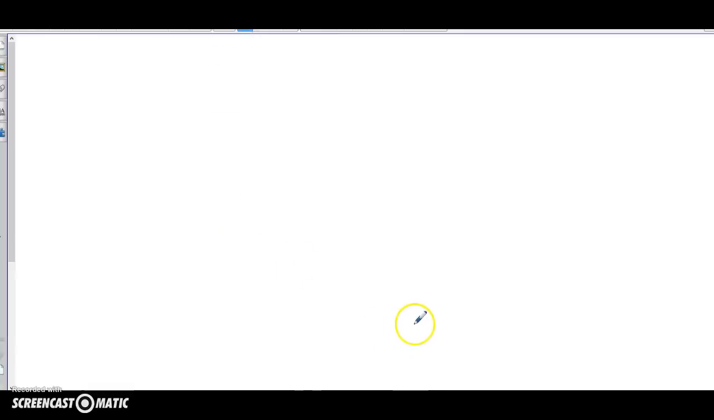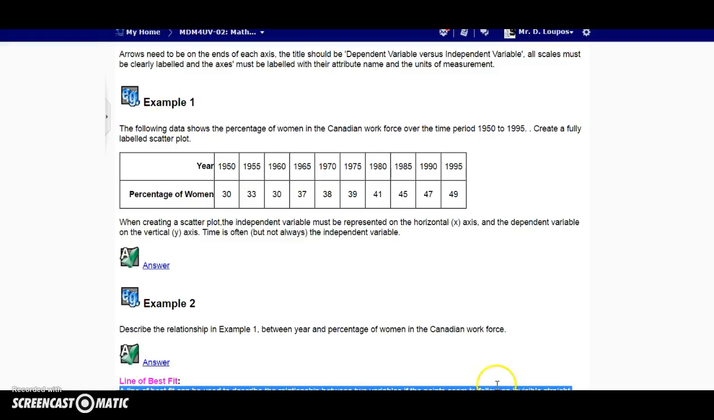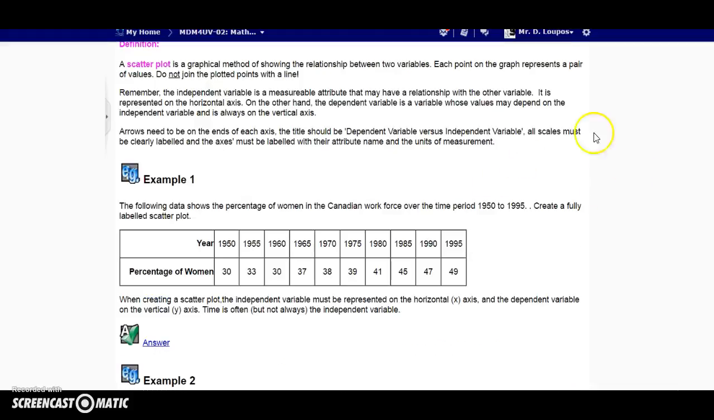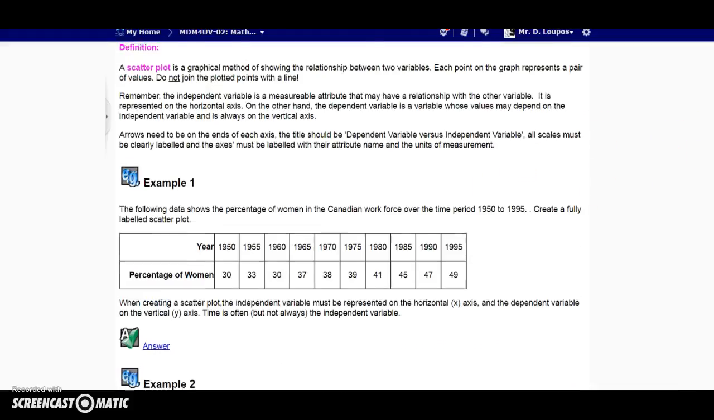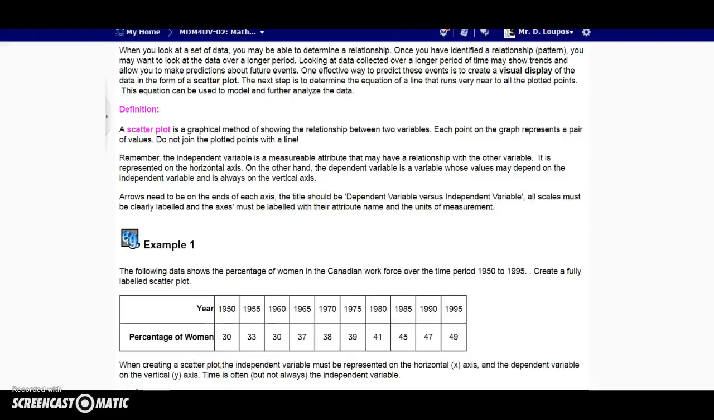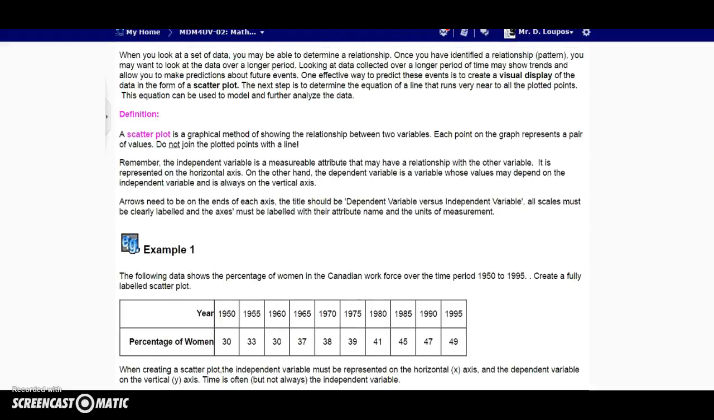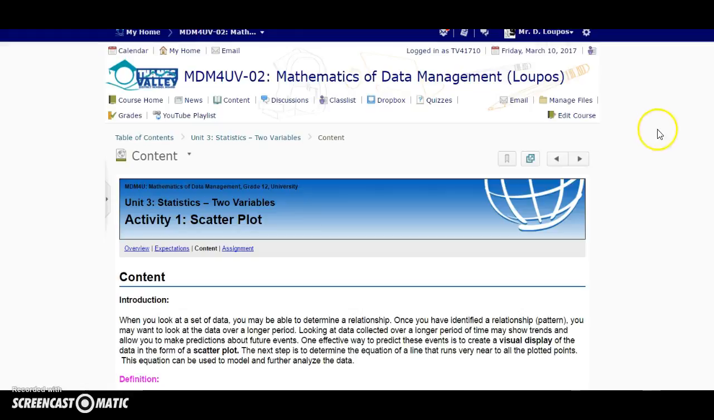Okay, guys. Data management U3A1 and A2. So let me see what I can get going here. So first of all, U3A1, we look at scatter plots. Okay, so looking at that here.